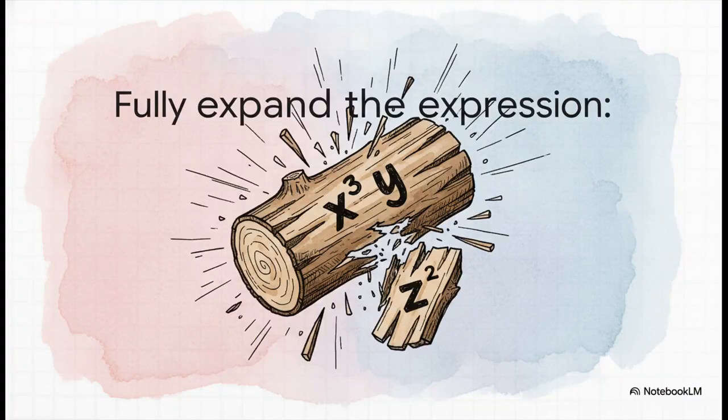All right, here's our first example. We need to fully expand the logarithm of x cubed times y, all of that divided by z squared. Now there's a definite order to this. We're going to handle the division first with the quotient rule, then the multiplication with the product rule, and we'll finish up with any exponents using the power rule.